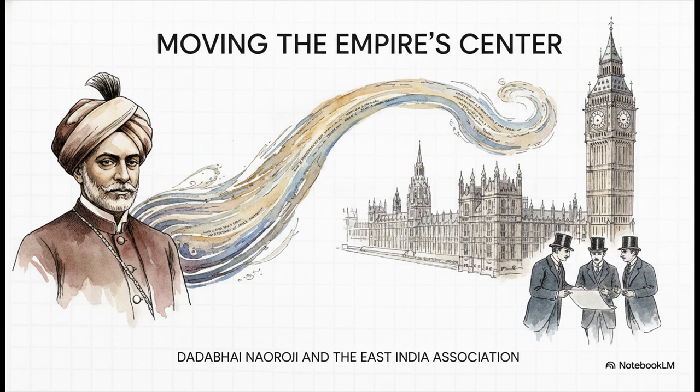And get this, they even took the fight directly to the center of the empire. In 1866, Dadabhai Naoroji organized the East India Association right in London. The strategy there was to directly discuss the Indian question and influence public men in England to promote Indian welfare. They were literally using every single avenue available, local, national, and international, to make sure their voices were heard.